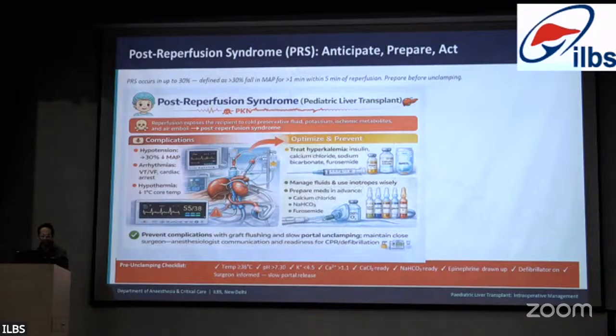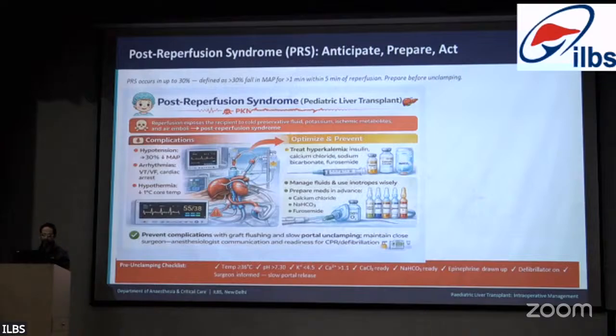Before clamping, there should be a checklist. Temperature of the patient should be more than 36 degrees. pH should be more than 7.3, potassium more than 4.5, calcium more than 1.1. We should keep epinephrine, adrenaline, calcium chloride, and phenylephrine ready. Defibrillator should be connected and on. The complications we face post-reperfusion are hypotension, which happens in 30%, arrhythmias, where the patient can have VT, VF, cardiac arrest, and hypothermia.